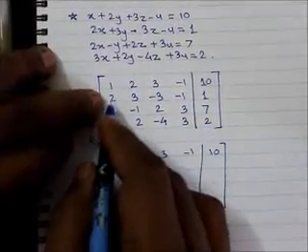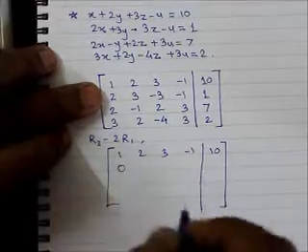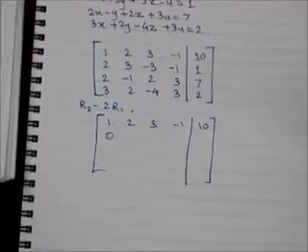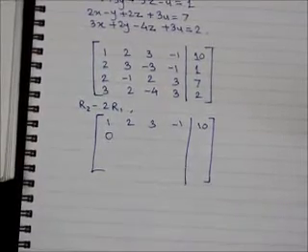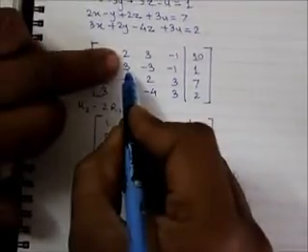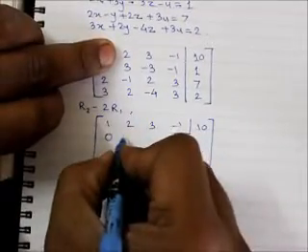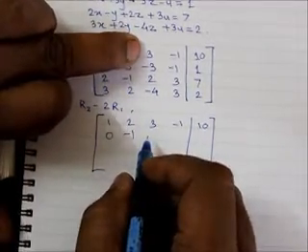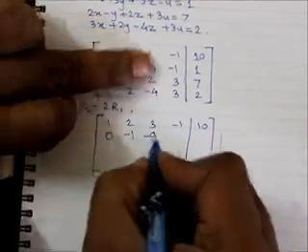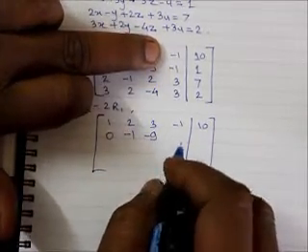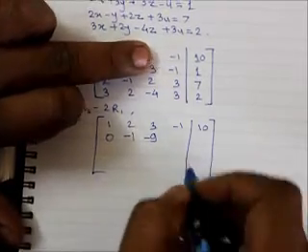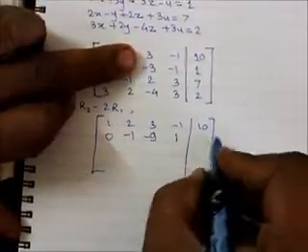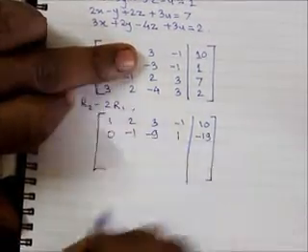R2 minus 2 R1, that's going to be 2 minus 2, 0. After that 3 minus 2 into 2, so 3 minus 4, that gives you a minus 1. Minus 3 minus 2 into 3, so minus 3 minus 6, that gives you a minus 9, and minus 1 minus 2 into minus 1, so minus 1 minus minus 2, so minus 1 plus 2, that gives you a 1. And 1 minus 10 into 2, 1 minus 20, that gives you a minus 19 over here.